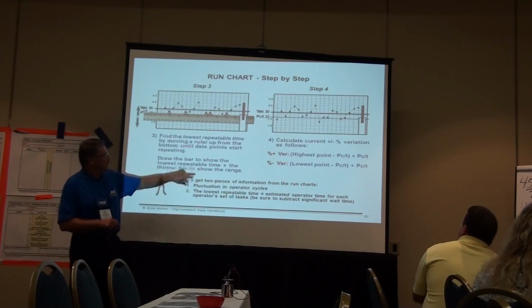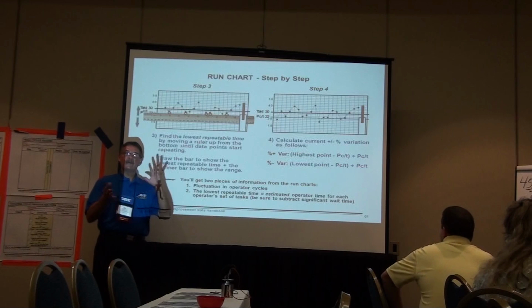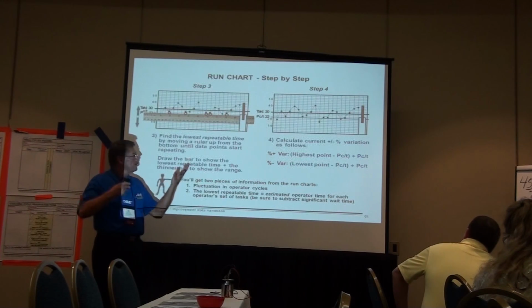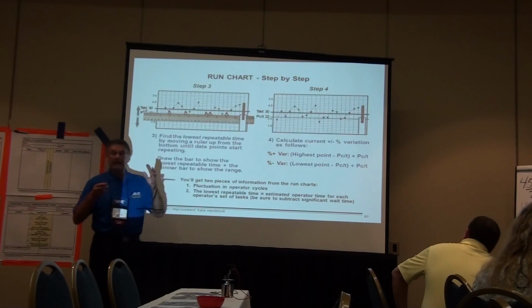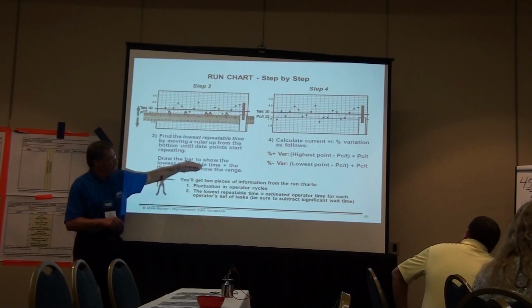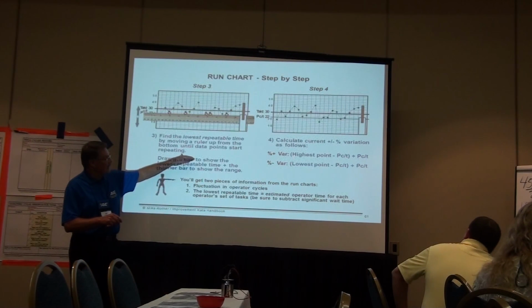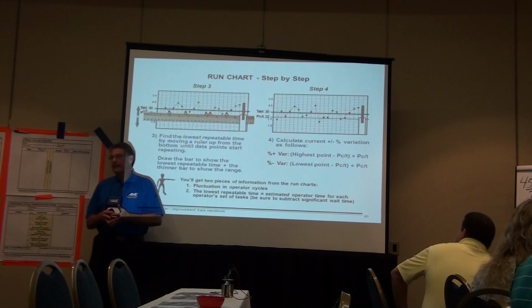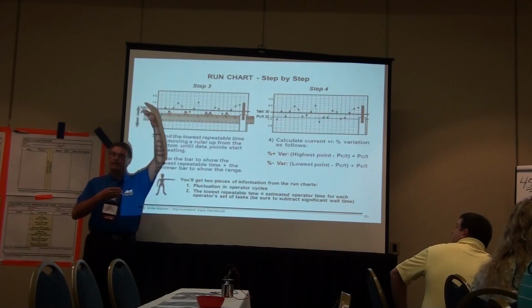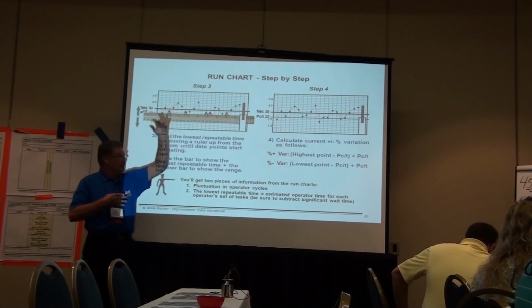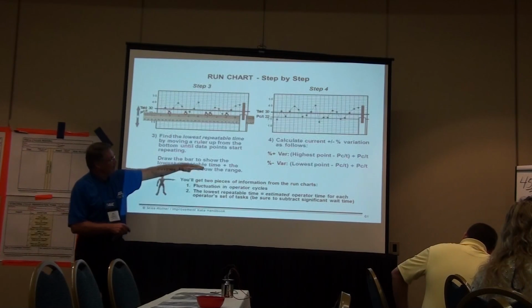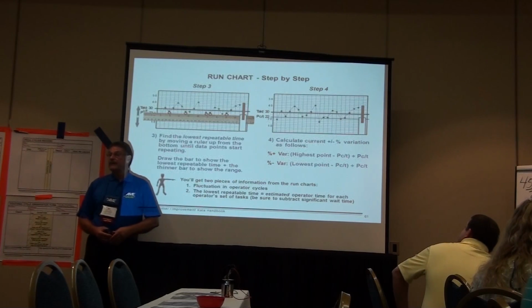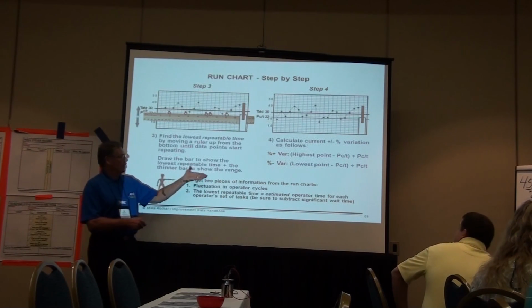High point, low point. So here's a little formula. We want to know what percent of our cycles were above the planned cycle time and what percent were below. The math is simple. We take the highest point, subtract the planned cycle time, divide all that by the planned cycle time, and multiply by 100. That gives us the percent above. Same thing for the lowest. We take the lowest repeatable number, subtract planned cycle time, divide it by planned cycle time, and we get the percent negative.